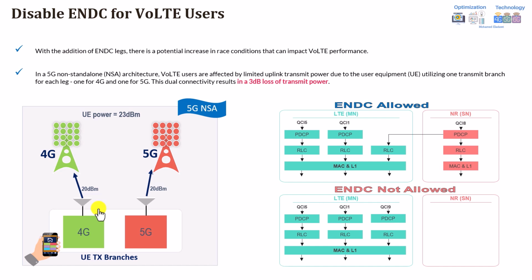So the main limitation is about losing uplink coverage. You will lose around 3 dB if you are using ENDC for VoLTE users. So it's also recommended to disable ENDC for these users in order to improve your drop rate. This is exactly similar to the carrier aggregation scenario highlighted in the previous slide.